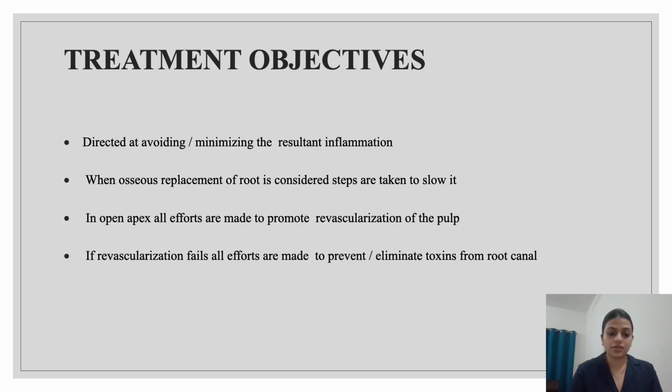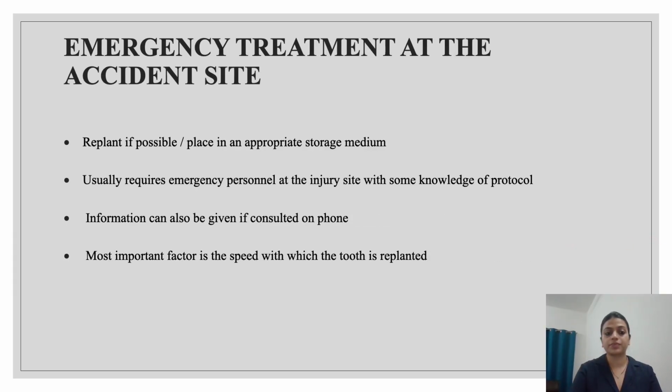So the treatment objectives are that we have to either avoid or minimize the resultant inflammation. Any kind of inflammation should not take place. When osseous replacement of the root takes place, that is ankylosis, then steps are taken to slow it down. And in open apex cases, all the efforts are made to revascularize the pulp. If revascularization fails, then all the efforts are made to prevent or eliminate any toxins so that inflammation does not take place. So now let's see the emergency treatment at the accident site.